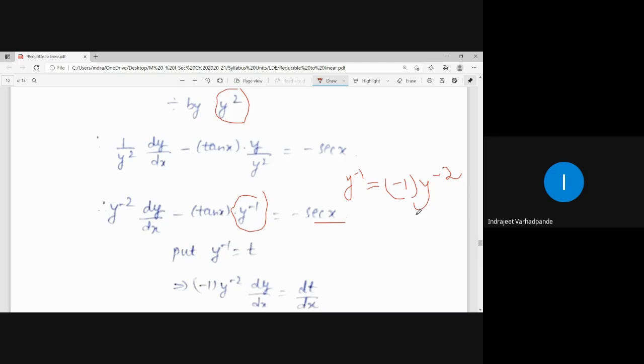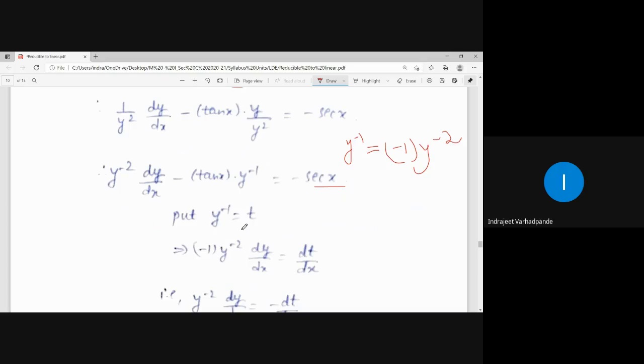So I am able to see that y to the power minus 2 is already available or present here, right? So I can substitute this as some other variable. You take it as z, you take it as v. Here I have preferred taking it as t. So y to the power minus 1 is considered as t. Y to the power minus 1 is t, minus 1 into y to the power minus 2 dy by dx is dt by dx. I hope it is visible.